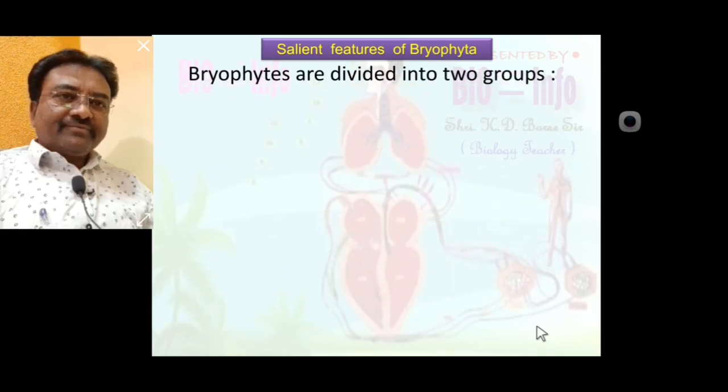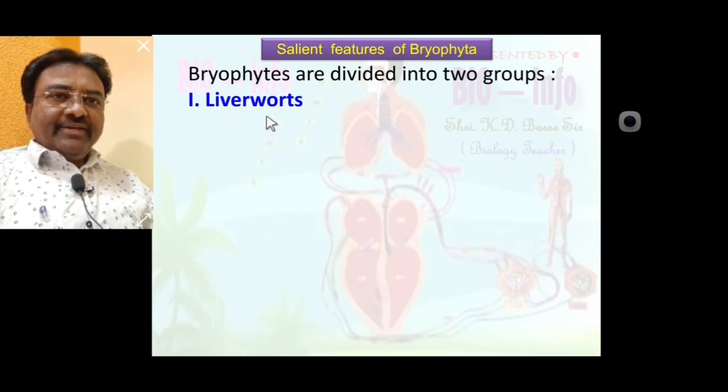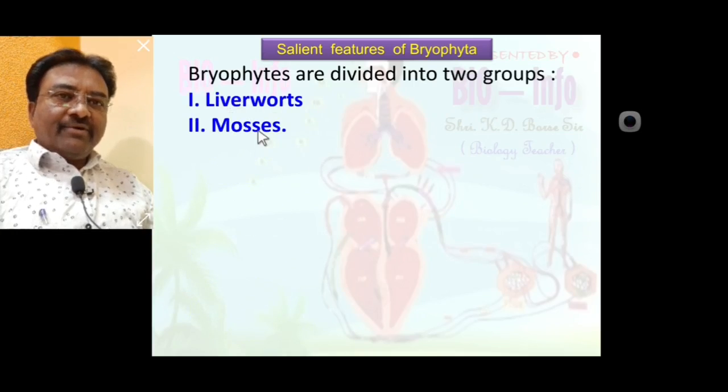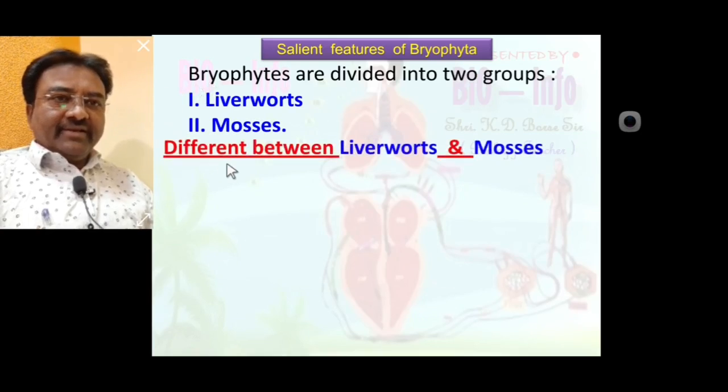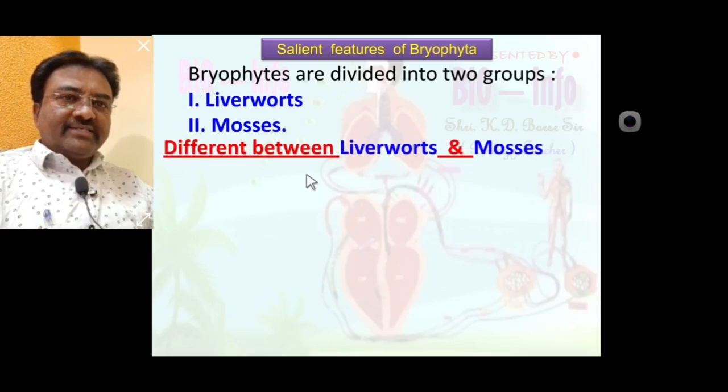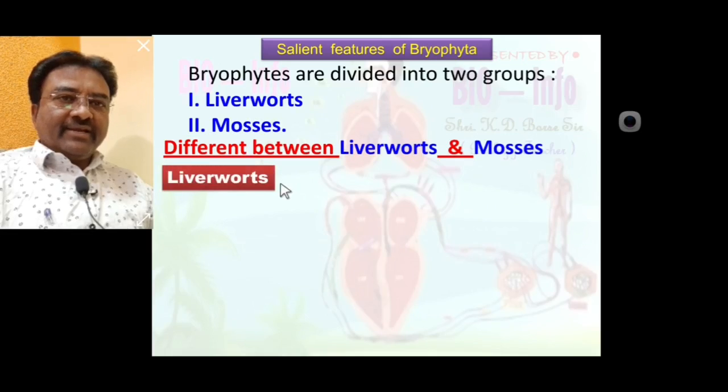Now, bryophytes are divided into 2 groups. Number 1, liverworts, and second, mosses. Liverworts and mosses are the 2 main groups of Bryophyta. We learn the difference between the liverwort and moss groups of Bryophyta. Here noted liverwort and here noted mosses.